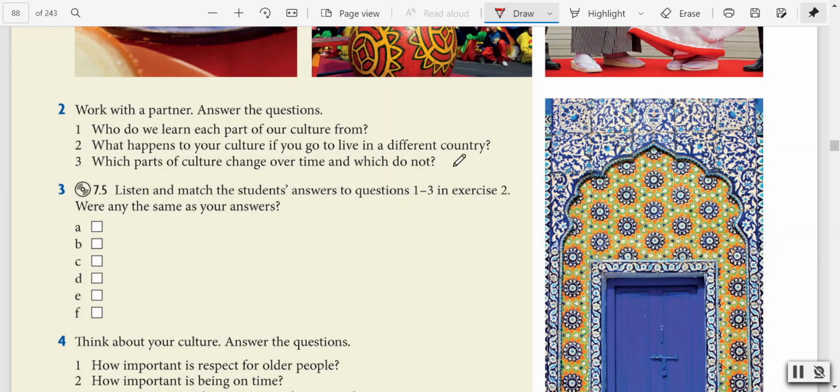Which part of culture changes over time and which do not? That belongs to you. That's up to you.